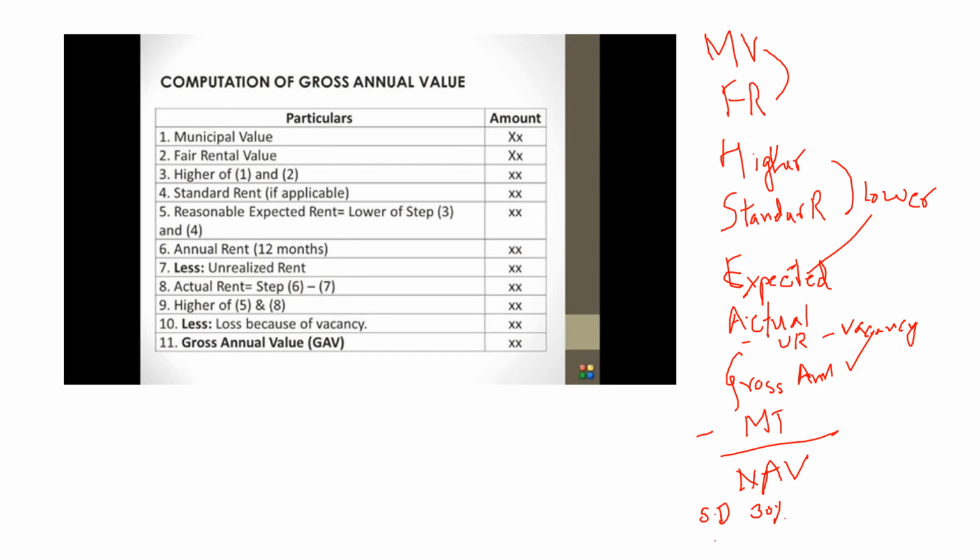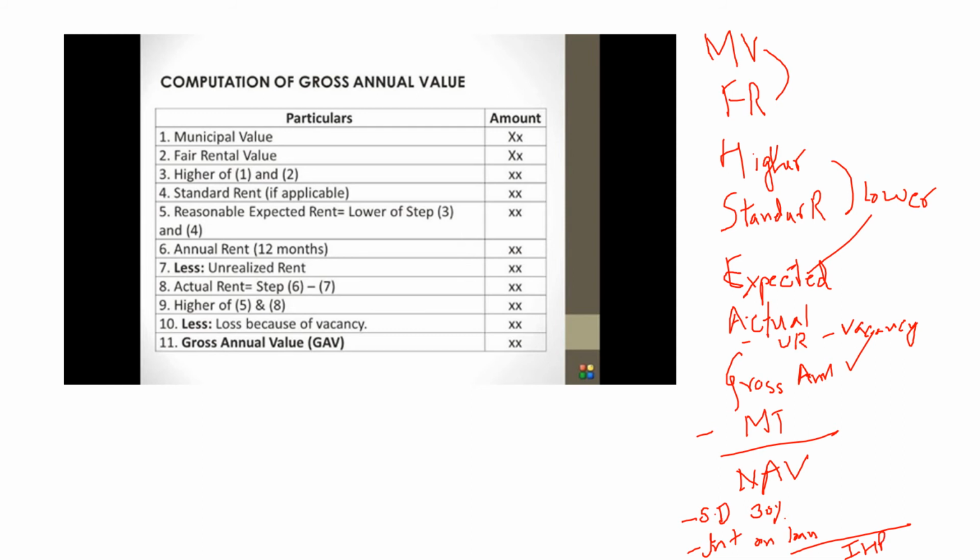And again, interest on loan. These deductions I have covered in another video, part 2 of house property. You can check it out from there. Okay. So then finally this part will be deducted, and then we will be getting the income from house property. Yes, is it clear?